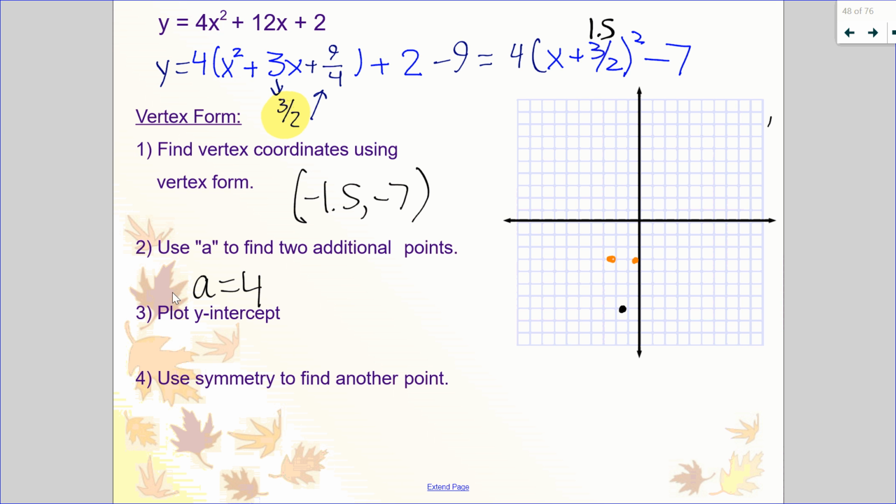Now, if you are given it in standard form, the y-intercept is very easy to find. The y-intercept occurs when x is 0. So you can just look at the original one. If you plug in 0 for x, what's y going to be? 2? Good. All the way up there. And then I can draw in my line of symmetry.